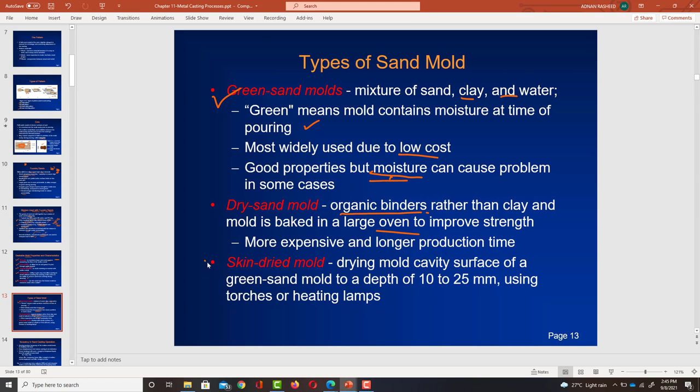Skin dried mold. Now a skin dried mold is where you create a mold made of sand, and then you have a torch, meaning a light or heating lamp, and you place that torch over the surface of the green sand mold. So on this green sand mold, you use torch or heating lamps, and you heat the surface up to 10 to 25 millimeter depth. So whatever moisture is there will vanish. This type of sand mold is known as a skin dried mold.